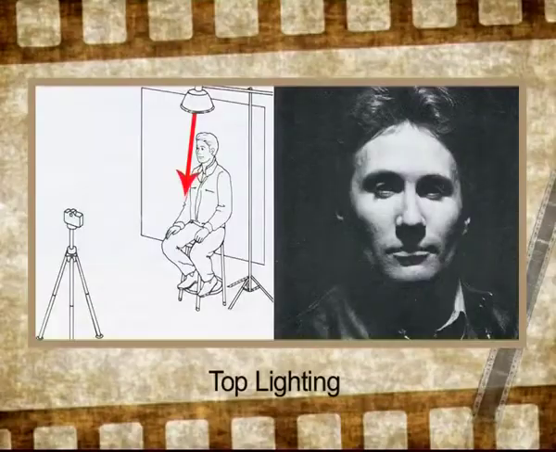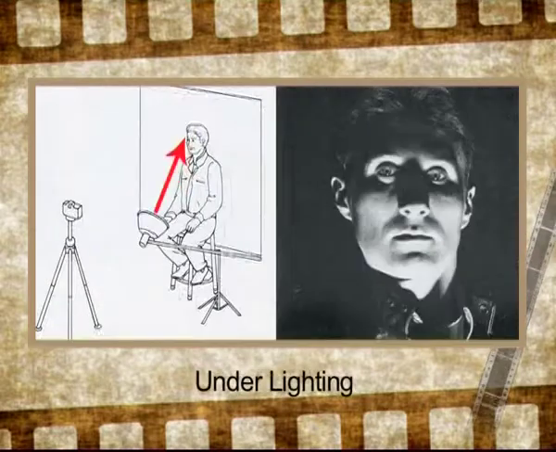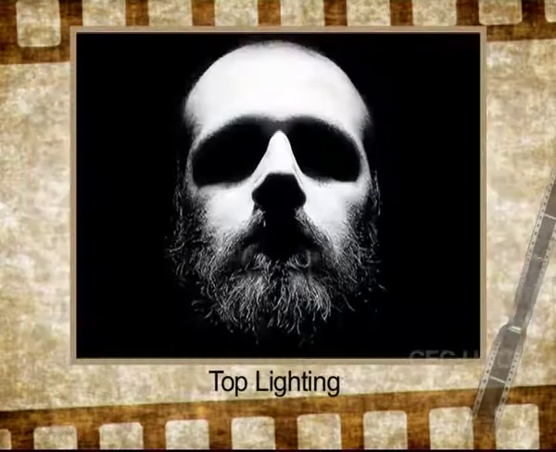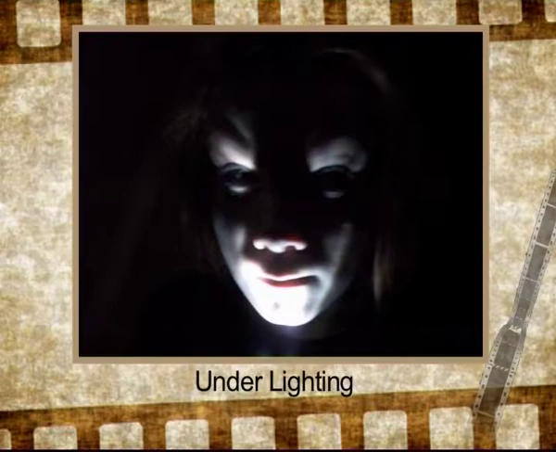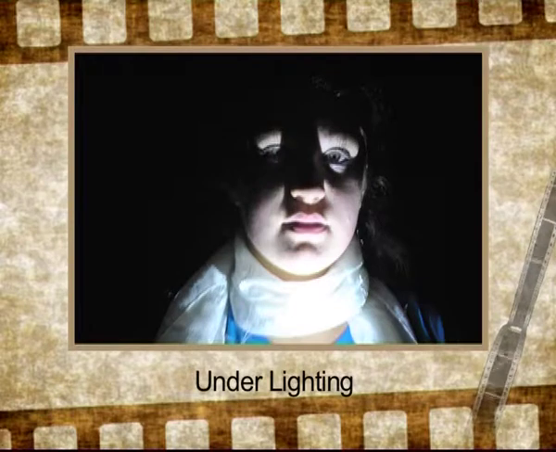Next to backlight is the top light and the underlight. Both the top light and the underlighting create unnatural shadows and also distort the figure, thereby creating a sense of expressionistic imagery.